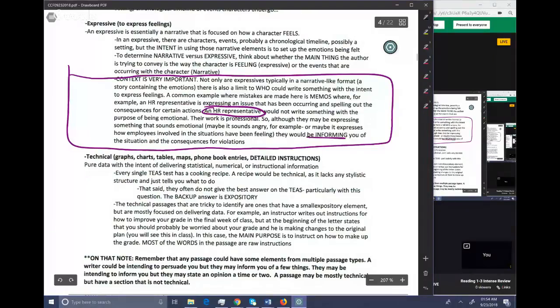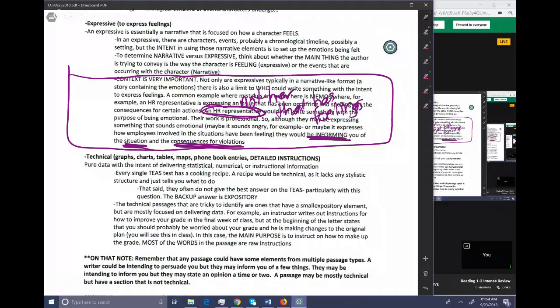Professional settings, they're usually informing you of a situation, consequences involved in the situation, and they might possibly make note of how people have been feeling or how people might feel when this happens, but it is not the HR rep's feelings. It's not her that has these feelings. And even if it was her that had these feelings and she got her lunch stolen, an HR rep cannot put out a professional communication with the intent of expressing emotion.